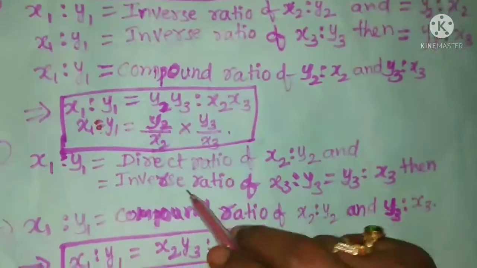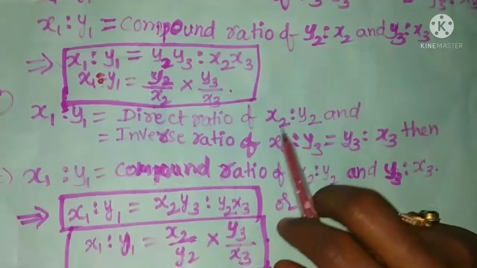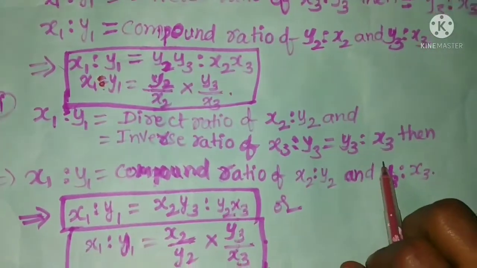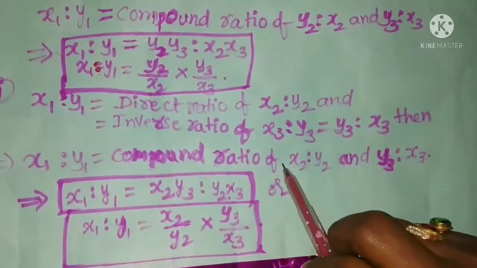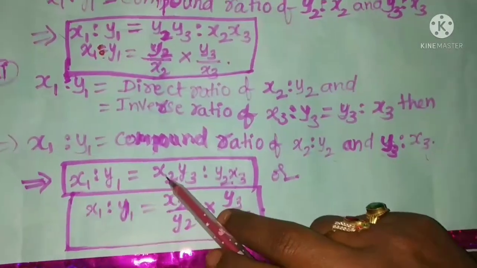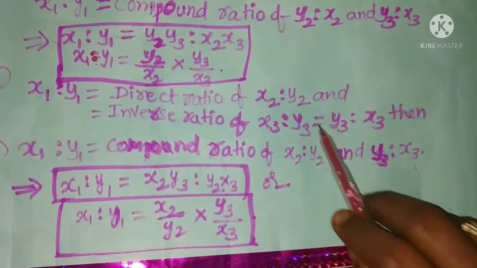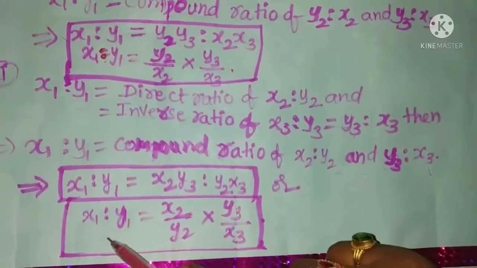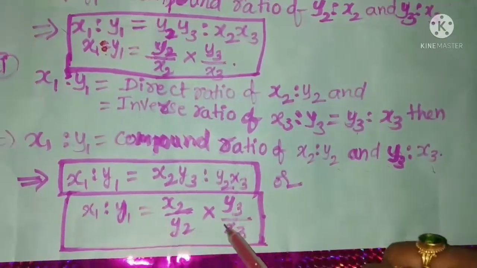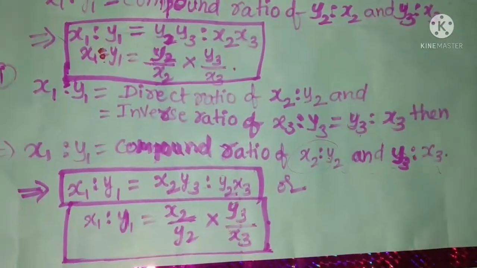Next, if one quantity is in direct proportion and the other is in inverse proportion, in this case the inverse will change as y3 is to x3. So x1 is to y1 is the compound ratio of x2 is to y2 and y3 is to x3. Therefore x1 is to y1 is equal to x2 into y3 is to y2 into x3. It is also written as x1 is to y1 is equal to x2 by y2 into y3 by x3. Here we have taken the compound ratio of one direct ratio and the other inverse ratio.